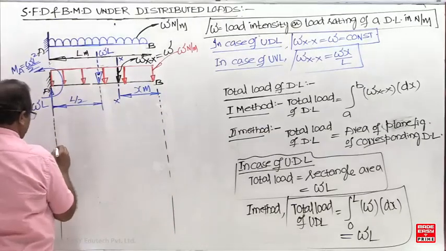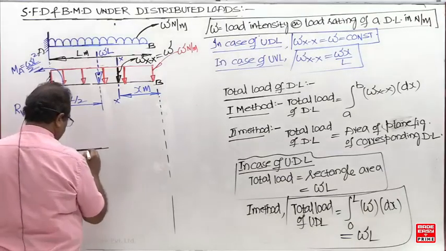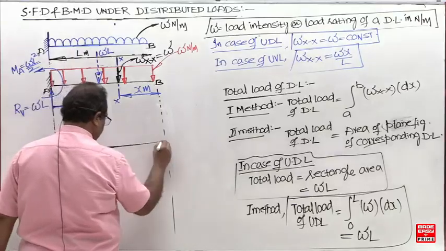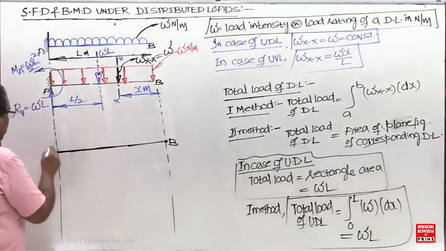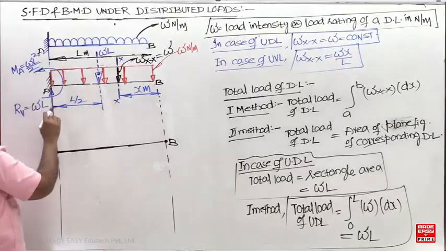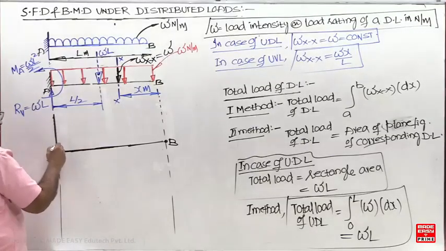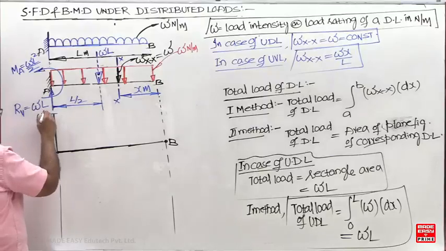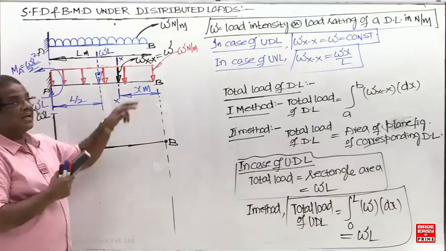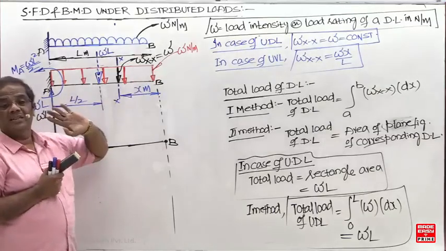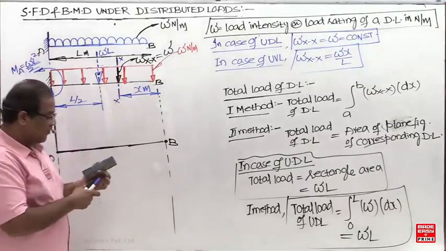Can you draw the SFD and BMD now? For the shear force, left hand side upward is positive. Here the shear force is 0. Everybody is taking small w. It is not a concentrated point load, it is a load intensity. Since there is no constant point load, the shear force is 0.